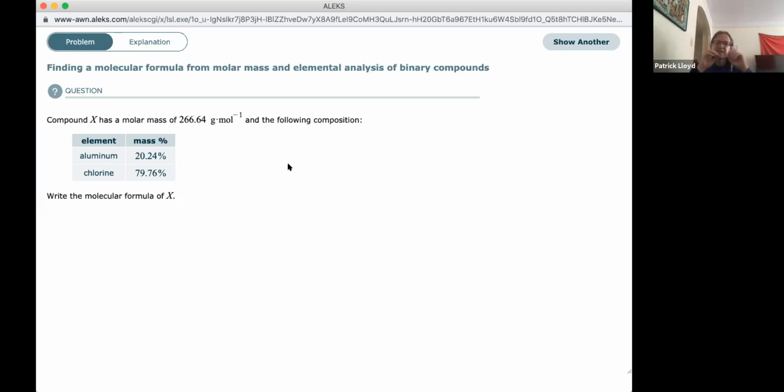But now this additional piece of information where they tell us the molar mass of the compound, that piece of information right there can be used with the empirical formula to find the molecular formula. Okay, so we'll do this problem, but let me show you what the difference is between those two ideas.